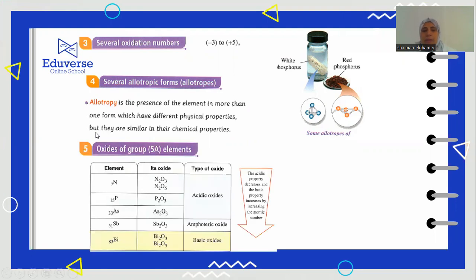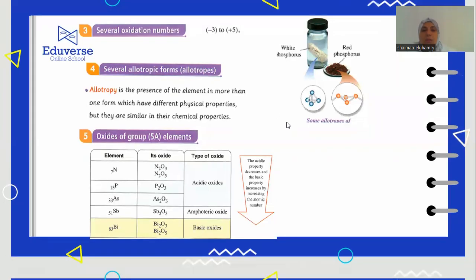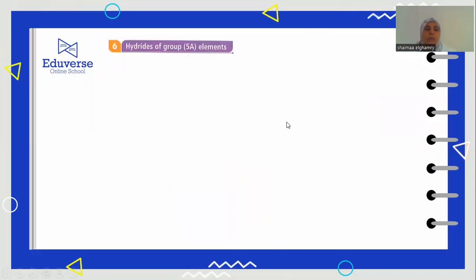Oxides of group 5A, as we said, have different oxidation numbers, so we have different oxides. In addition, the type of oxide is different, because we have metals, non-metals, and metalloids. So we can find acidic oxides, which are nitrogen oxides, phosphorus oxides, and arsenic oxides. They are acidic oxides. Amphoteric oxide, antimony oxide, and basic oxide for bismuth, because it is a metal.